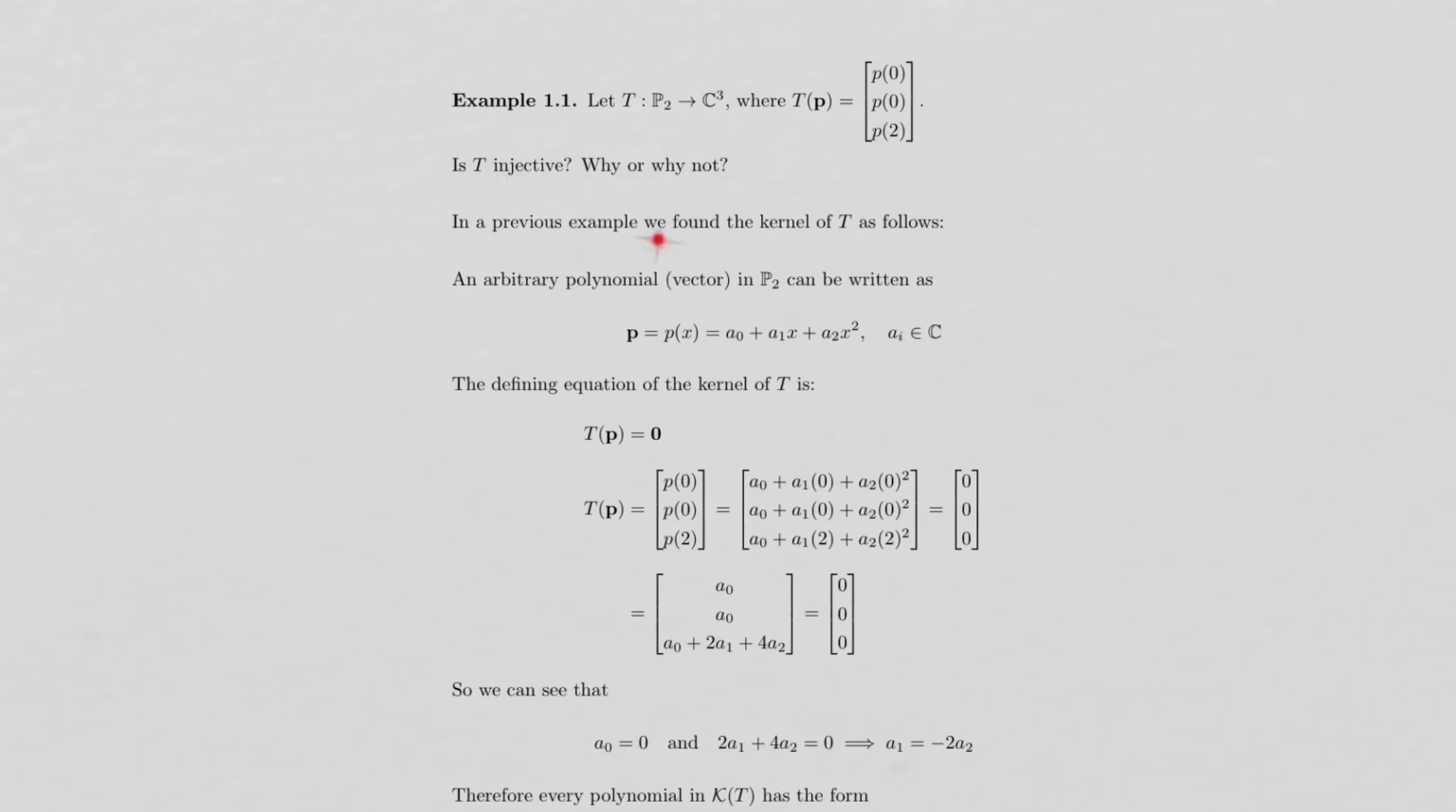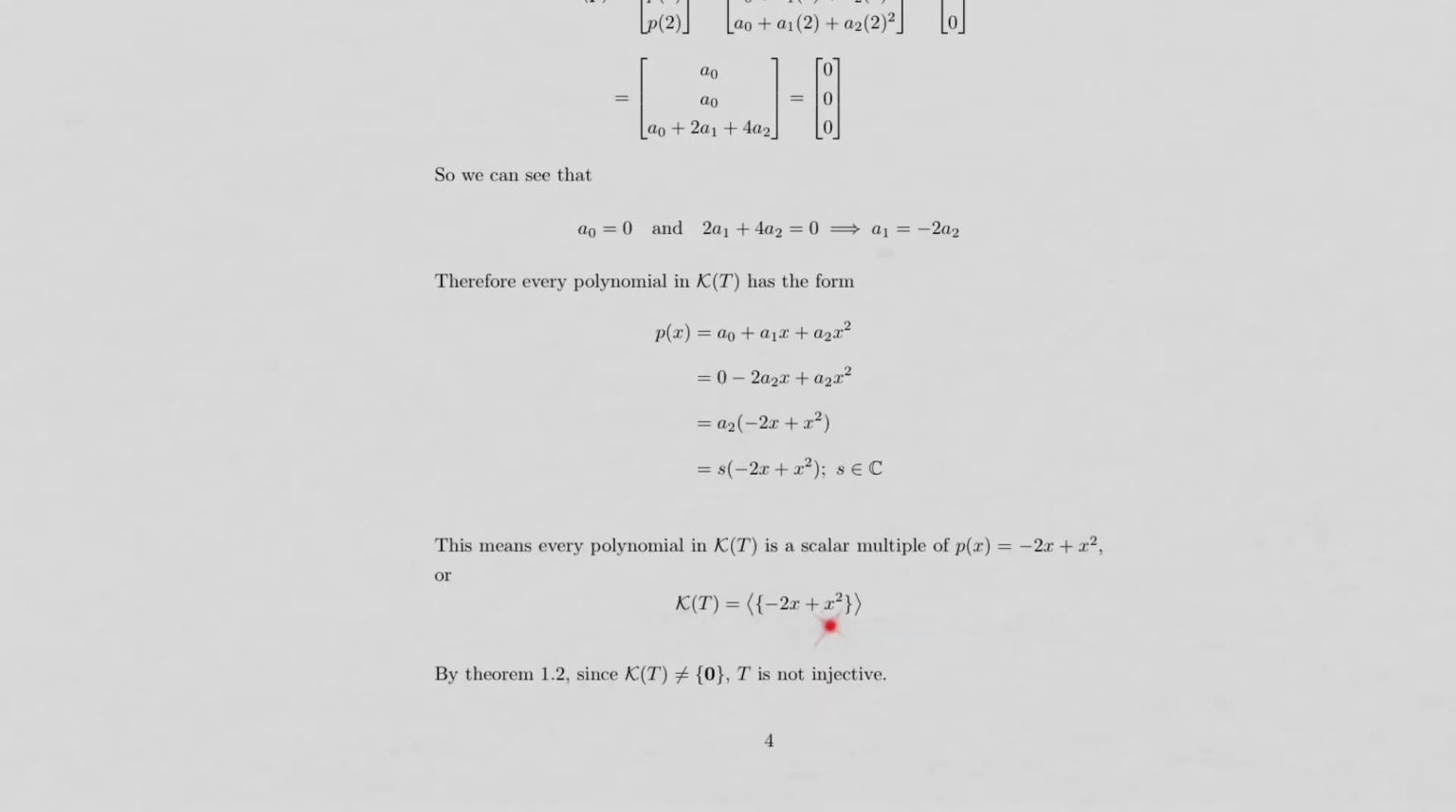Well, in a previous example, we saw this linear transformation and we found the kernel. So if you go back and look at that video, you can see that we found the kernel of T. Here's the work again if you want to go through it, but we can skip to the end. And you can see here's the kernel, the span of the set containing this polynomial, minus 2x plus x squared. Well, this is not the set containing the zero vector. The zero vector in P2 would be just the number 0.